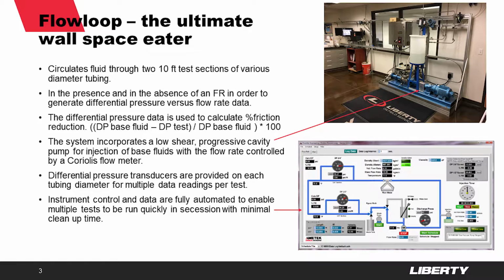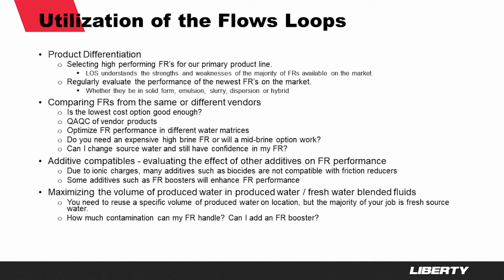So what are the ways we use these flow loops? We use them in several different ways. One of the primary roles is to aid in selection of products for our product line. We like to select the best products on the market so that we can be a large volume customer, which allows us to have the best pricing. That being said, we are more than happy to provide our customers with FR options. Our flow loops are available to any customer that wants to compare and contrast various FRs in their own source waters. We regularly evaluate the performance of the newest FRs on the market, and we'll be happy to share this information should you have questions or concerns.